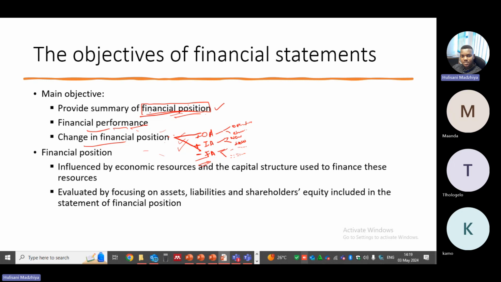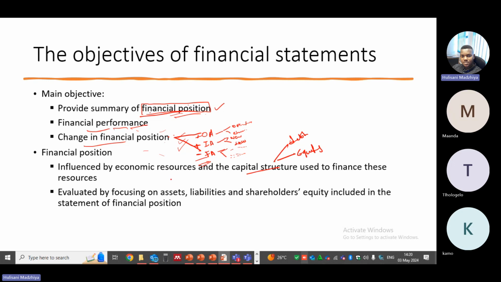So that is the main objective of these financial statements, to give us an insight into the health of the company. In terms of financial position, it is influenced by the capital structure. As I mentioned, the capital structure is either debt or equity. So we only talk about these two types of sources of capital. How did we actually raise capital? And this will be used to finance the assets.